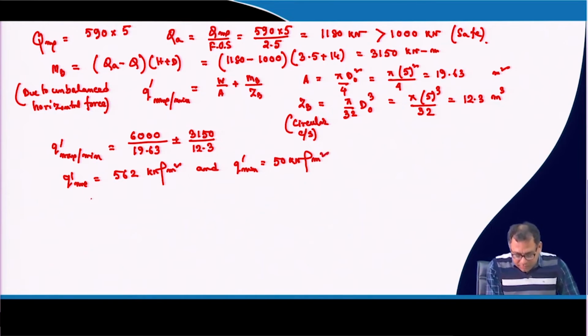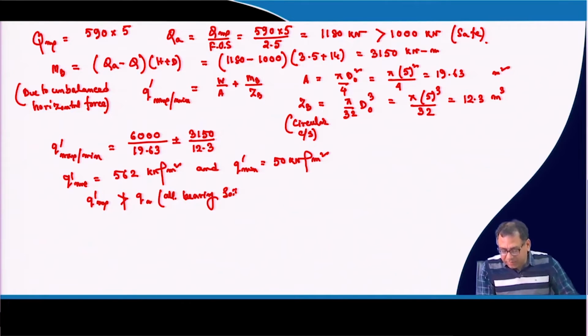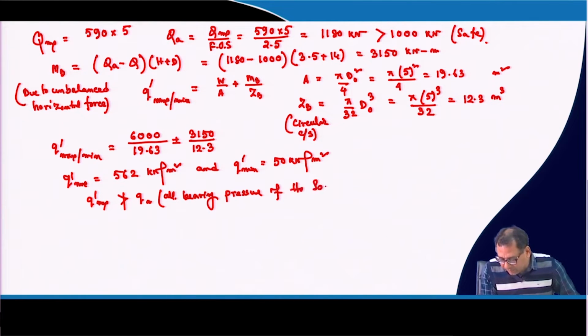So, your Q dash max should not be greater than the allowable bearing pressure of the soil. Here this allowable bearing pressure of the soil is not given, but if it is given you can check whether this is fine or not, otherwise you have to redesign this.